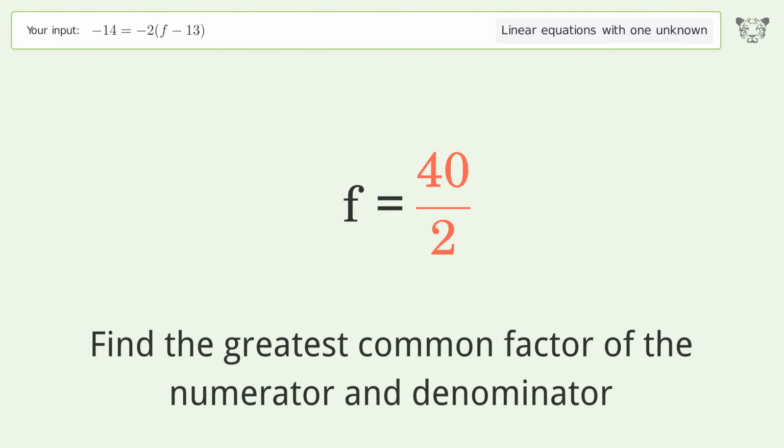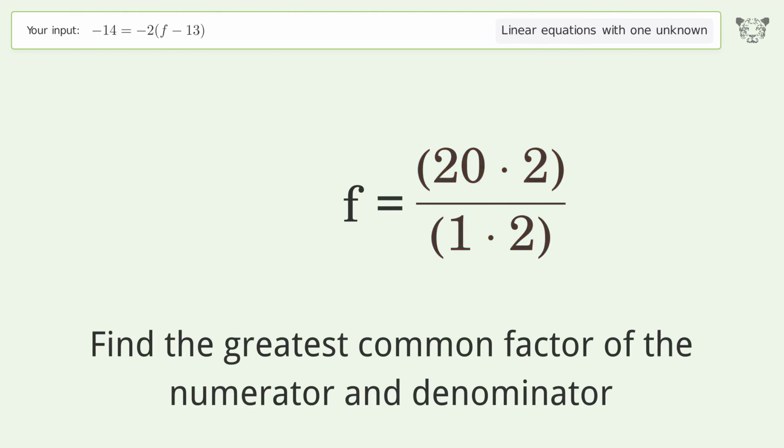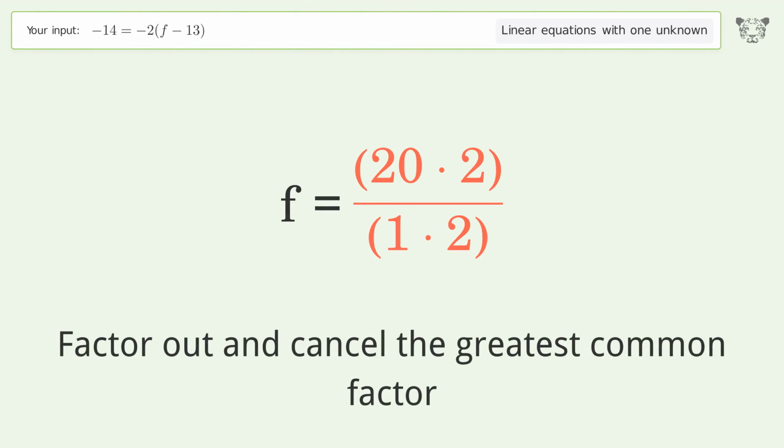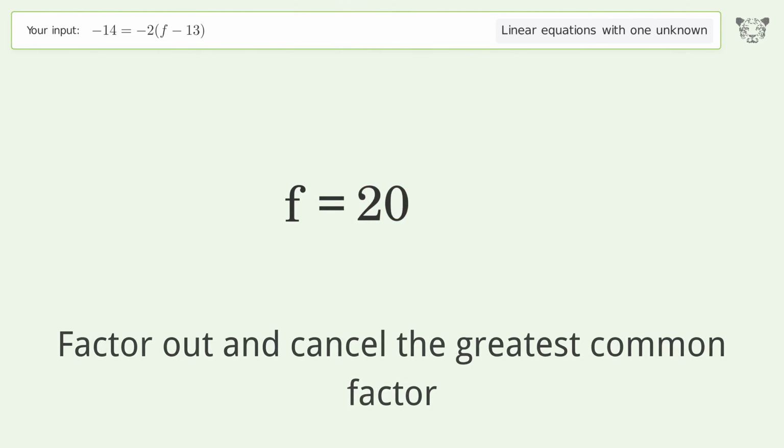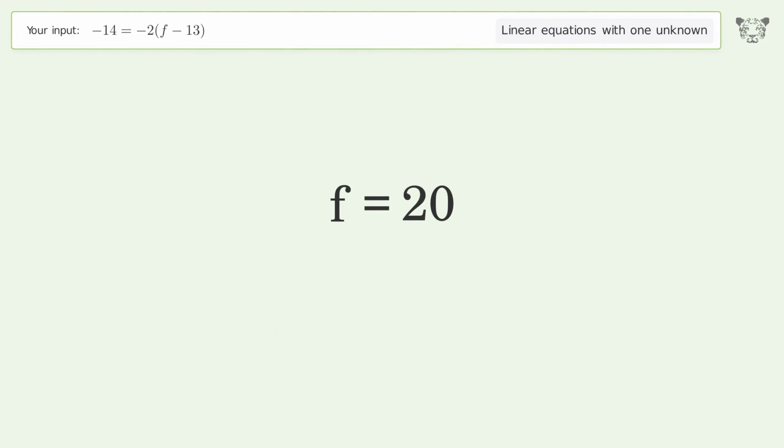Find the greatest common factor of the numerator and denominator. Factor out and cancel the greatest common factor. And so the final result is f equals 20.